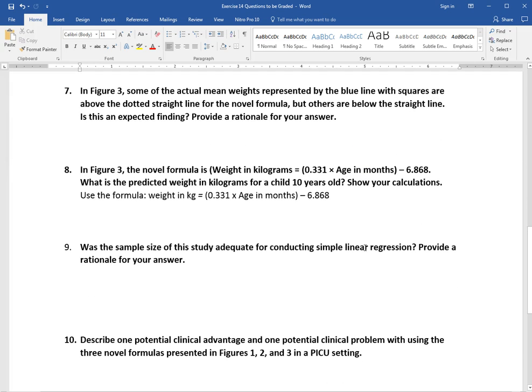In figure 3, some of the actual mean weights represented by the blue line with squares are above the dotted line for the formula, but others are below. Is this an expected finding? So if you recall back to our lecture, we talked about how regression is trying to fit the best line through that data that it possibly can, but it's not going to be perfect.